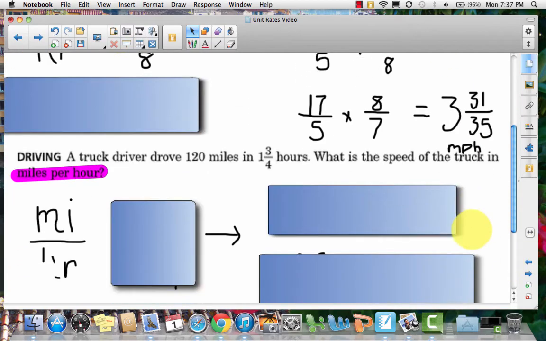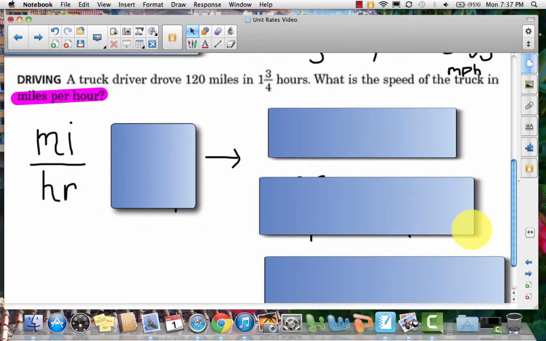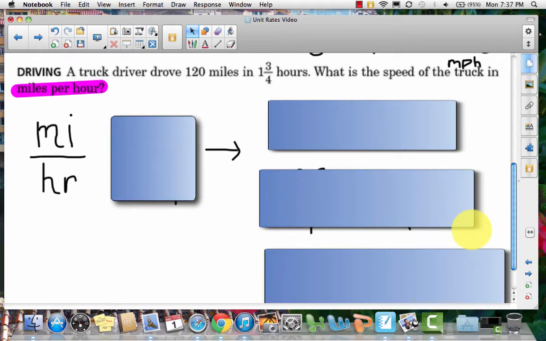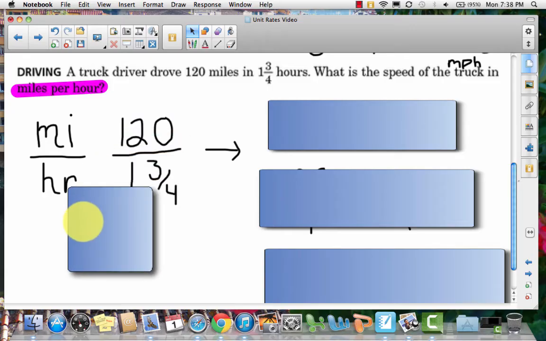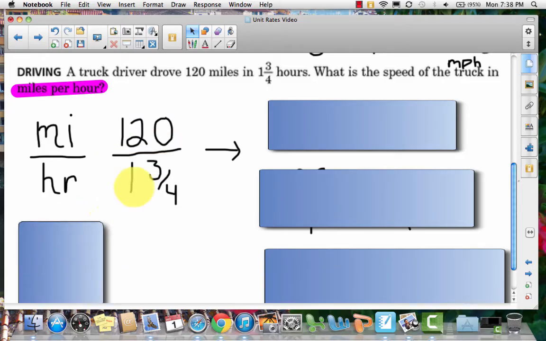Here's another example. A truck driver drove 120 miles in 1 3/4 hours. What is the speed of the truck in miles per hour? And again, please notice my underlined words, miles per hour, per being the key word which signifies how to set up our rate. So I know that miles goes in the numerator, per hour. And therefore my numbers are filled in as follows. 120 miles in the numerator, 1 3/4 in the denominator.